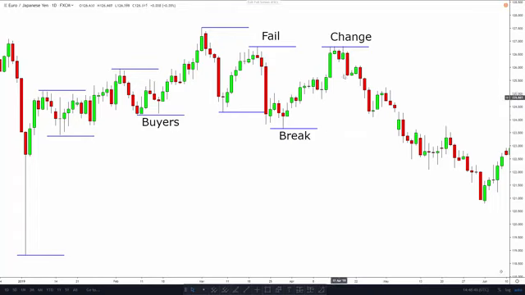And sure enough, that's what happens after the second failed attempt of buyers to move the market up after the break. So let me draw a line that will help eliminate the noise and perhaps enable you to see this pattern more clearly.